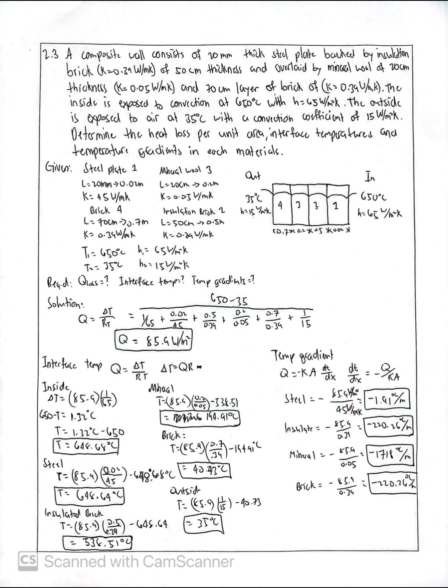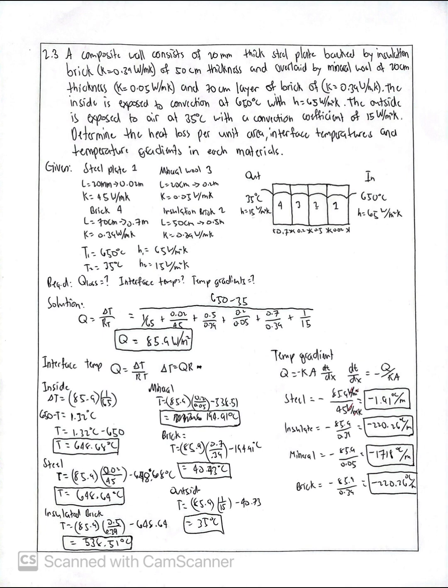The next question is the interface temperature. The formula is the same, Q equals delta T over RT. Now we will find the interface temperature of the inside. Simply, the heat 85.9 times its resistance, which is 1 over 65, and the answer is 1.32 degrees Celsius. We subtract it from the first temperature, which is 650. That's why on the inside, the interface temperature is 648.68 degrees Celsius.